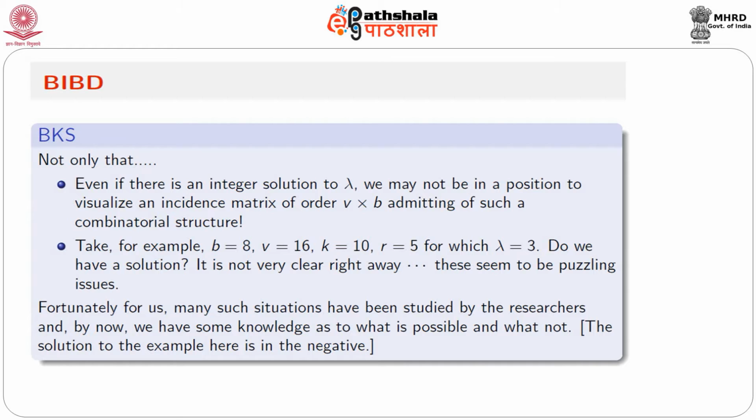Do we have a solution? That means we want to have a matrix capital N of order 16 by 8, having the constant block size 10, having constant replication number 5, such that any two treatments occur together in 3 blocks. Do we have a solution? It is not very clear right away. These seem to be puzzling issues.